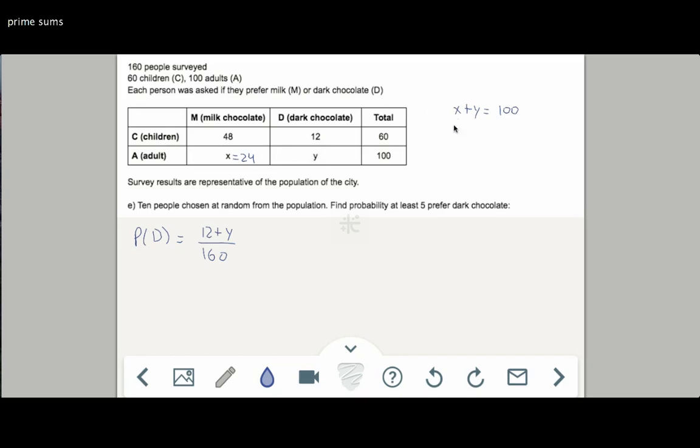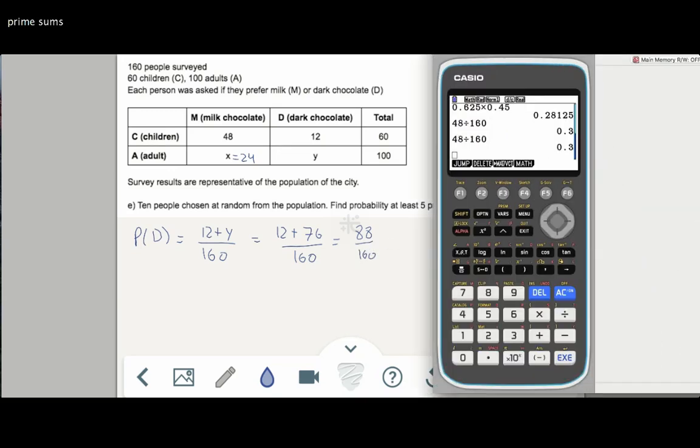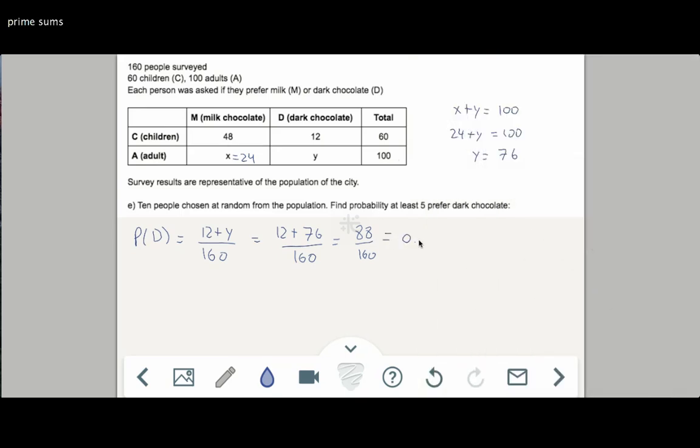24 of the adults prefer milk chocolate, the rest, y, prefer dark chocolate. So x plus y has to be 100. x is 24, so 24 plus y equals 100, and therefore y is equal to 100 minus 24, which is 76. So the probability that a person prefers dark chocolate is 12 plus 76 over 160. 12 plus 76 is 88, so 88 over 160, and this is equal to 0.55. So the probability that a single person prefers dark chocolate is 0.55.